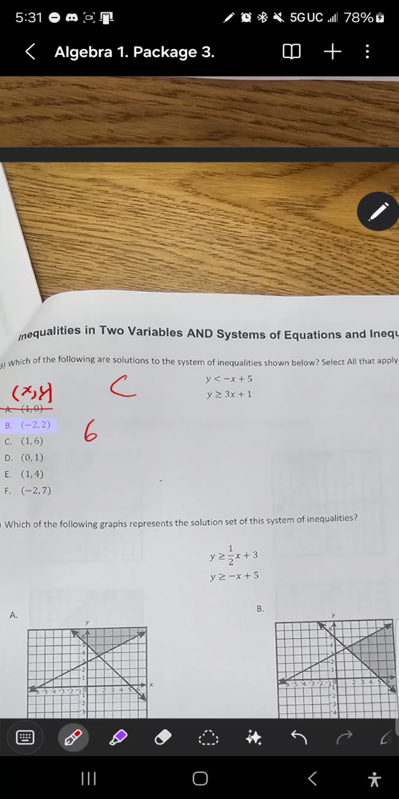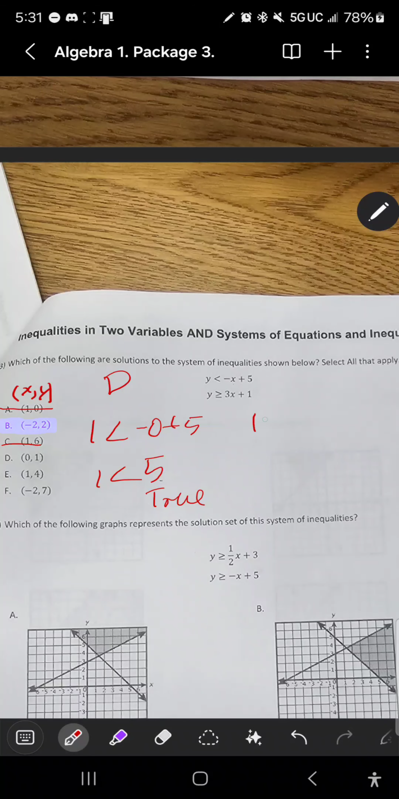Now, 6 less than negative 1 plus 5. So 6 less than 4, which is false. So this is not one of our answers. Now let's look at D. It will be 1 less than negative 0 plus 5. So 1 less than 5. This is true. We're fine.